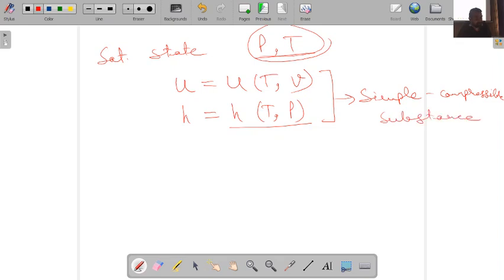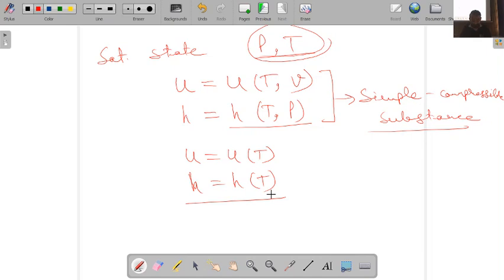However, if you further refine this definition, particularly for an ideal gas or a thermally perfect gas, then you will find that their internal energy and enthalpy become a sole function of temperature. So it means in the gaseous phase you can write U as a sole function of temperature and H also as a sole function of temperature.